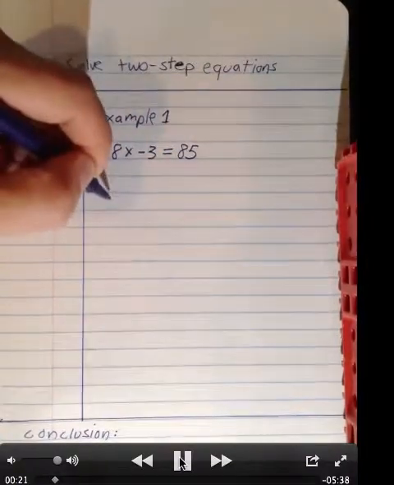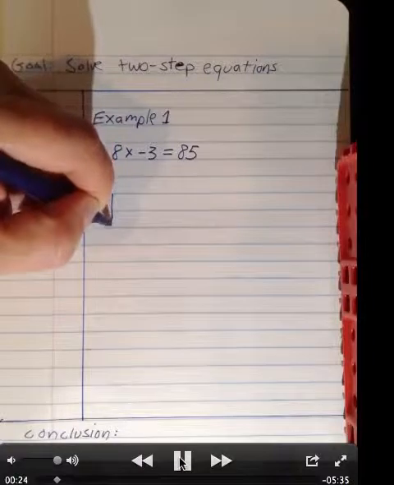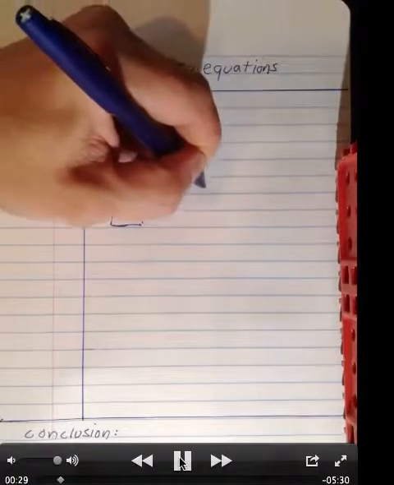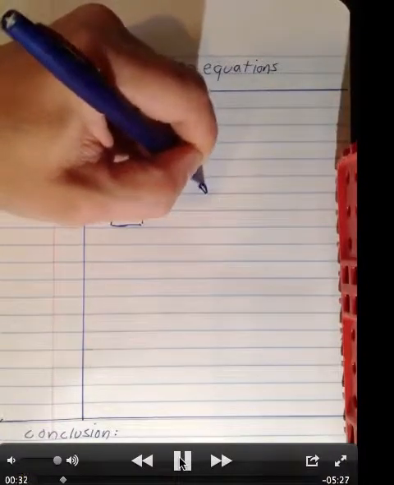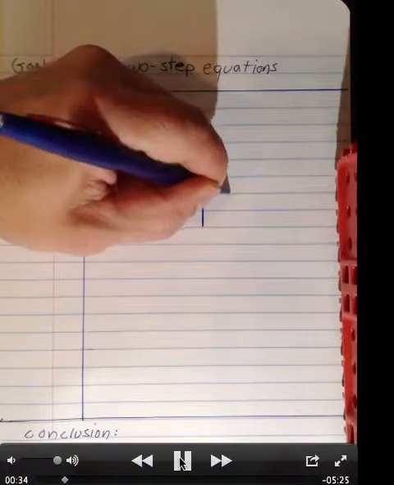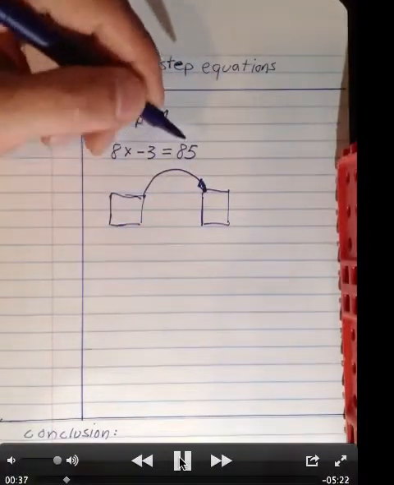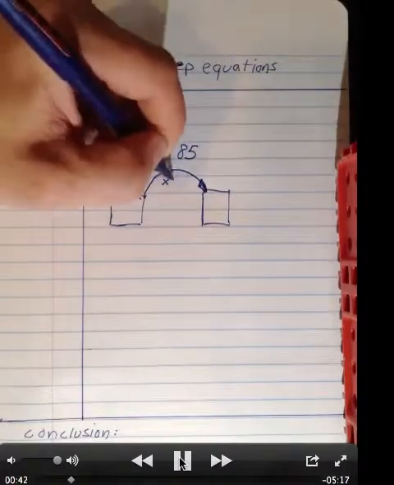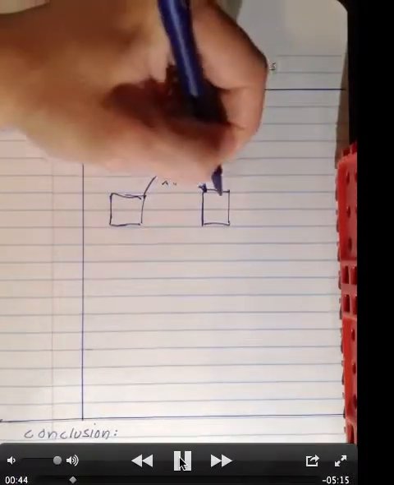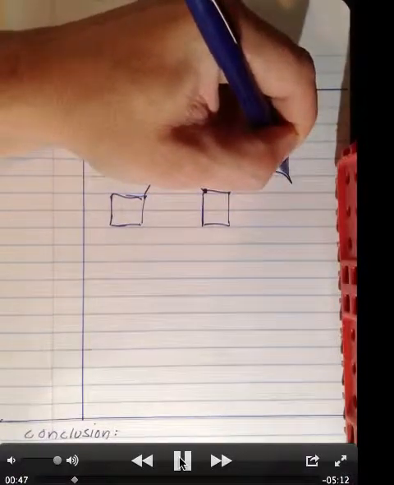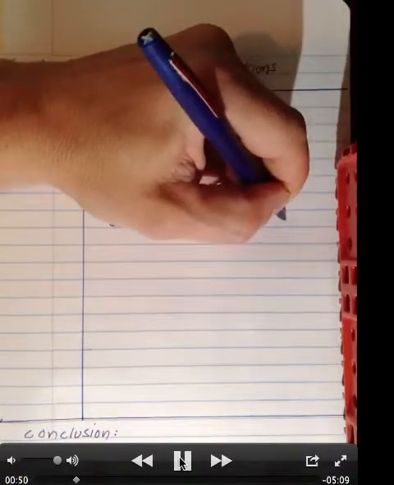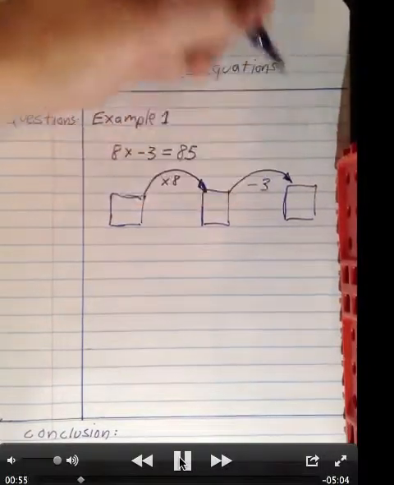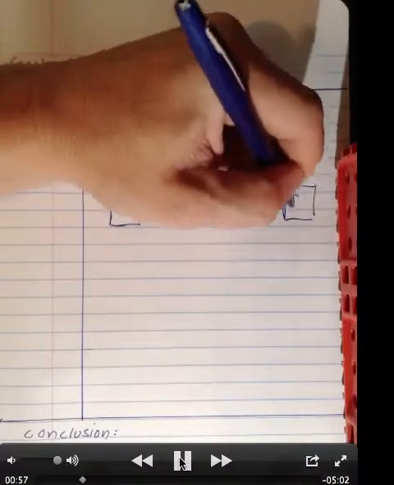So we have 8x minus 3 is equal to 85. So there was a number. We don't know what it was, but we know that it was multiplied by 8. So in our arrow, we write multiplied by 8. And it became a new number. We still don't know what that number was. And then a second thing happened to the number. It was subtracted by 3. And finally, we do know that it became 85.